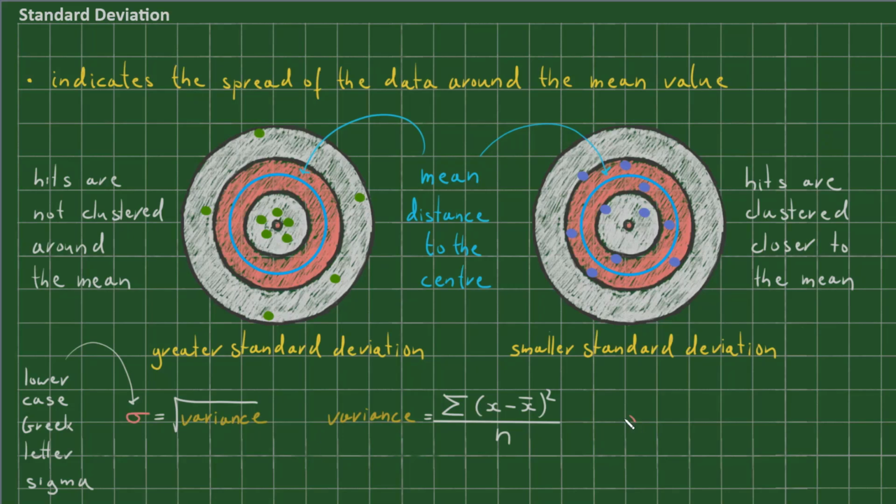And it would be sigma, or standard deviation, equals the square root of the sum of all x values minus x bar squared over n. Using this formula, we can calculate the standard deviation, which will give us the average difference between a value within the dataset and the mean of the dataset.